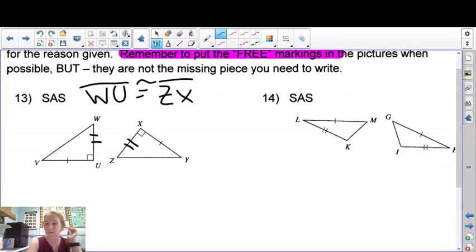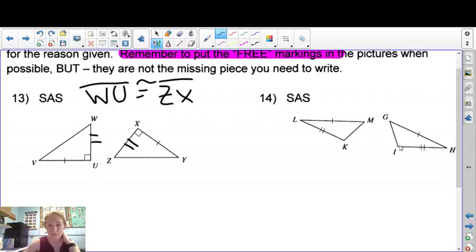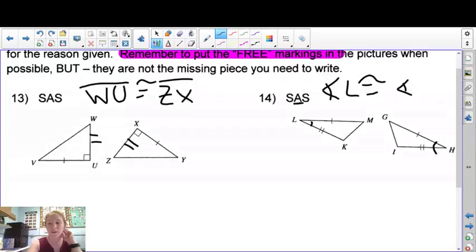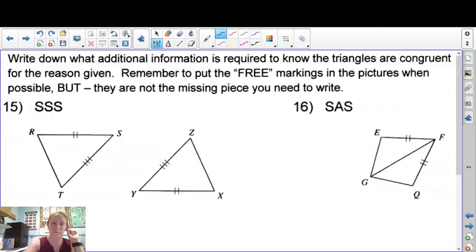All right, number 14, I need side, angle, side. I currently have both my sides because I can see them clearly marked right here. So I'm just missing the angle, and I realize that my picture's off slightly. So my angle would have to be the angle that sits in the middle since it sits in between my 2 sides. So angle L has to be congruent to angle H.